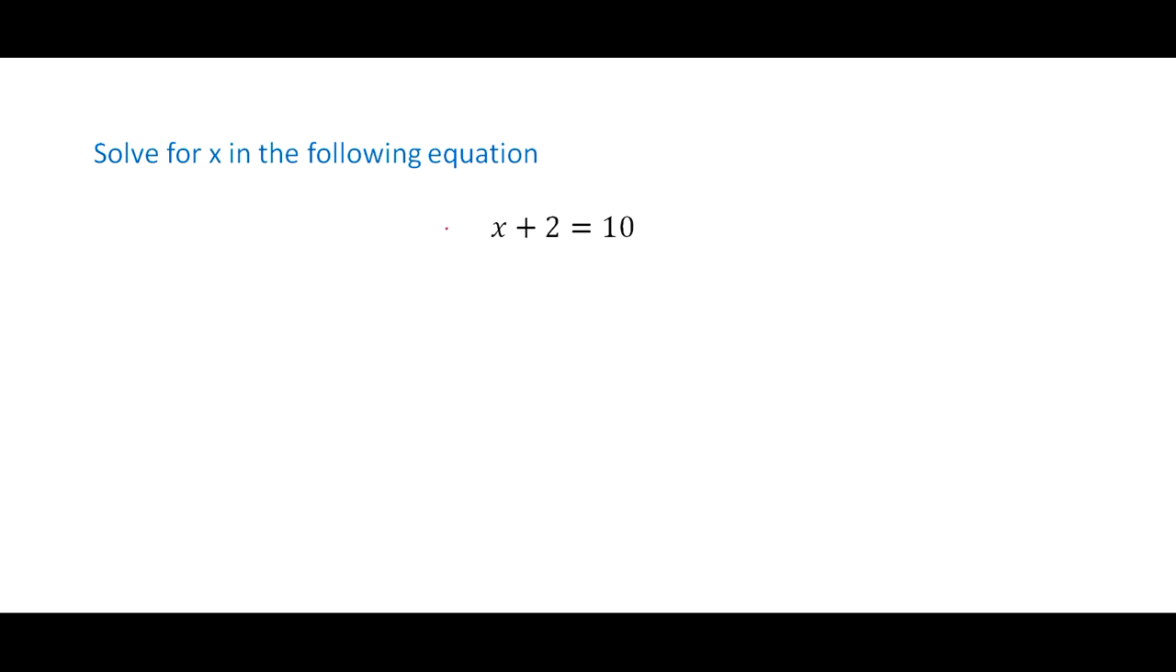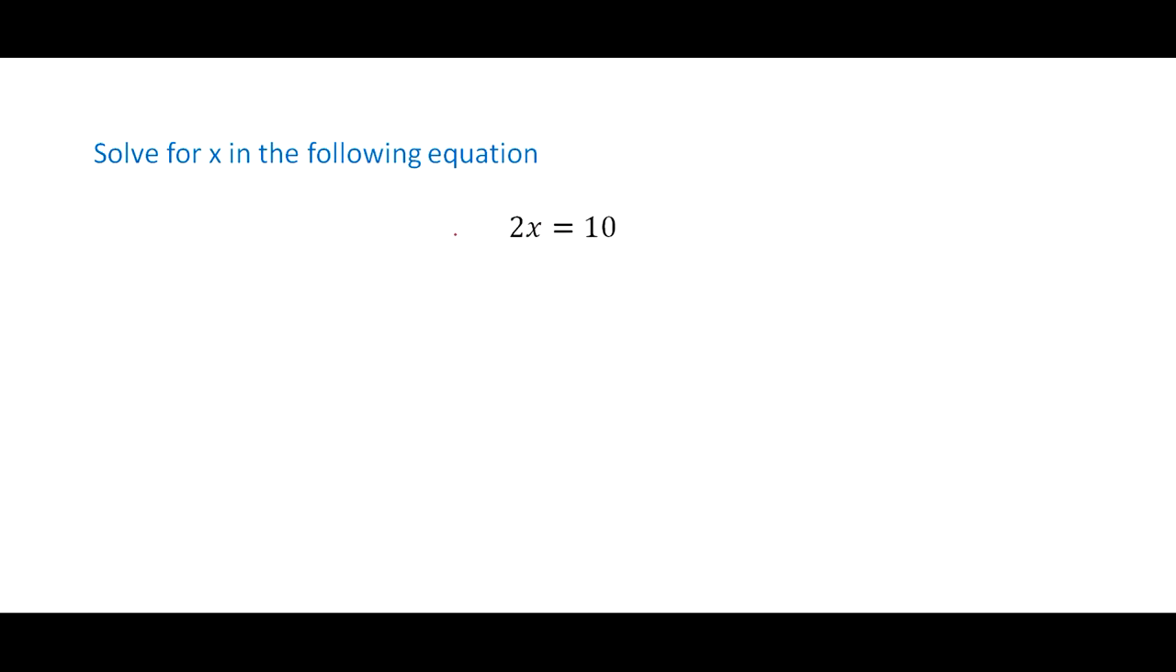Let's say we have x plus 2 is equal to 10. What we need to do is to subtract 2 from each side of the equation. So we end up with x is equal to 10 minus 2. Therefore x is equal to 8. Again, plus 2, if we move it to this side, it becomes minus 2.